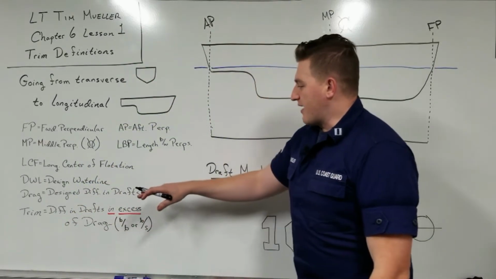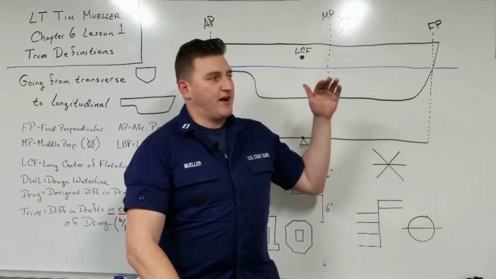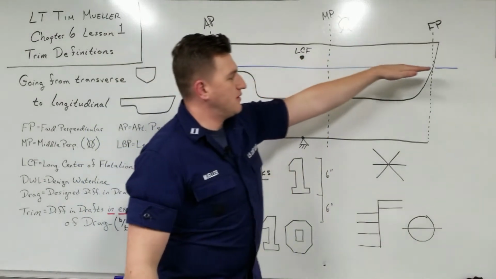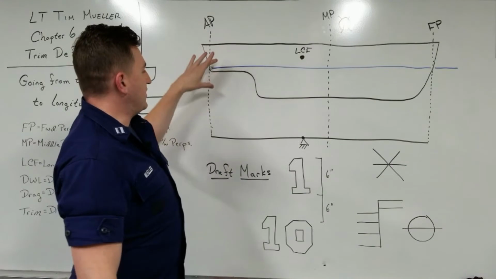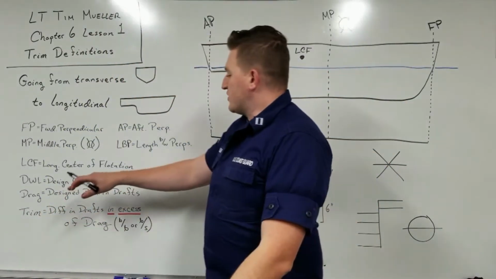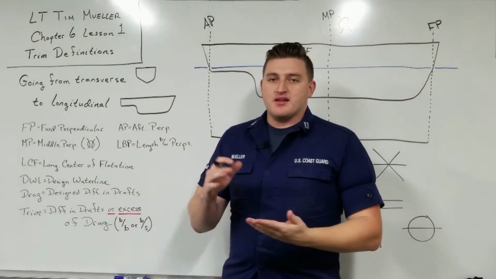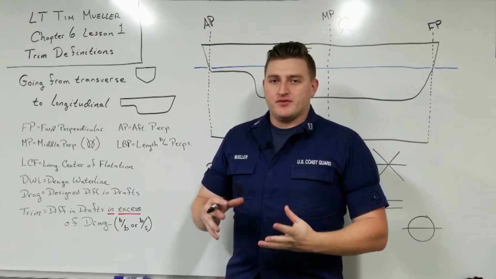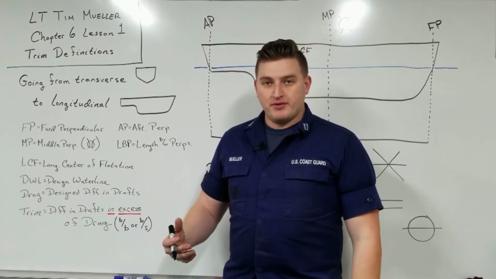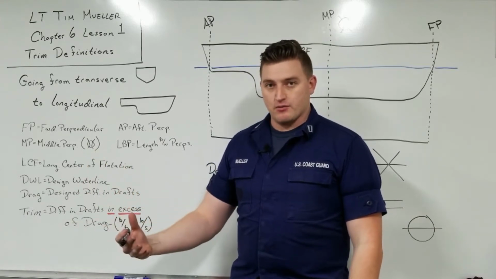Next up, we have drag. Now, when we see this diagram here, I've drawn this boat perfectly straight, so the draft aft and the draft forward are exactly the same. Drag is a designed difference in drafts. This is typically used by the naval architect to increase the efficiency of the propulsion plant, so it lets the propellers dig into deeper and denser water.